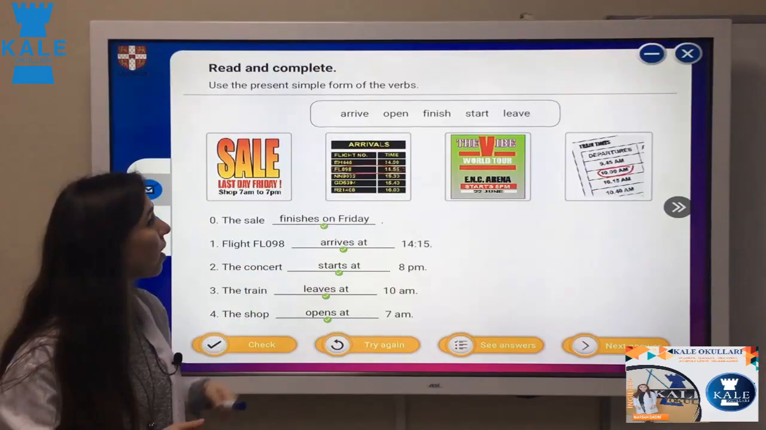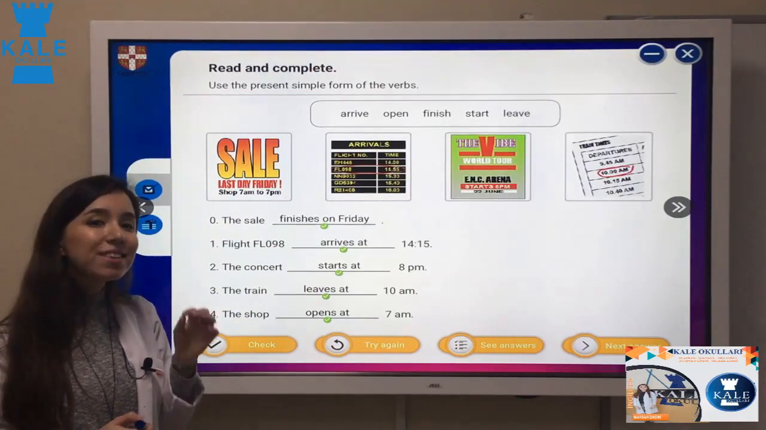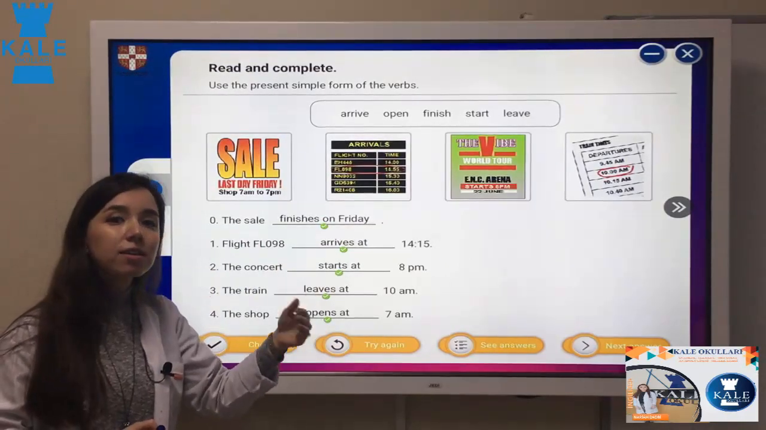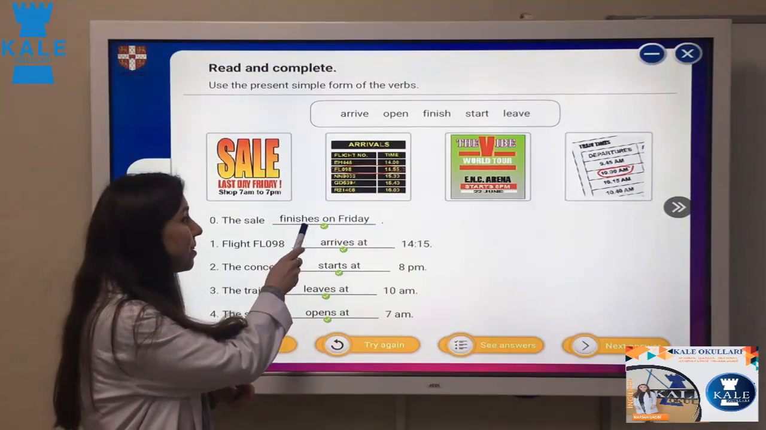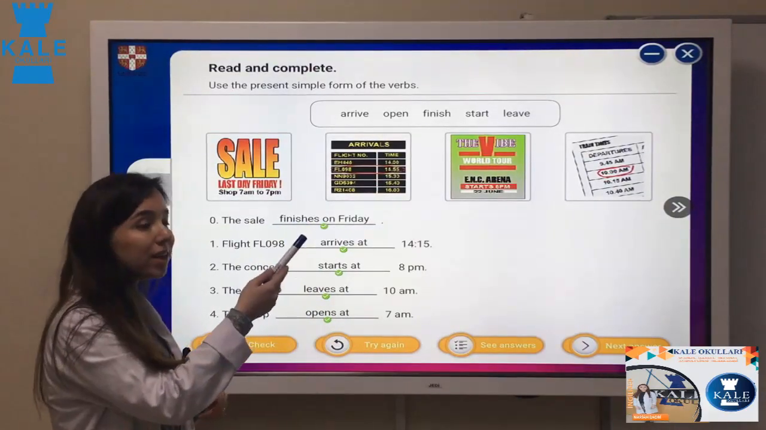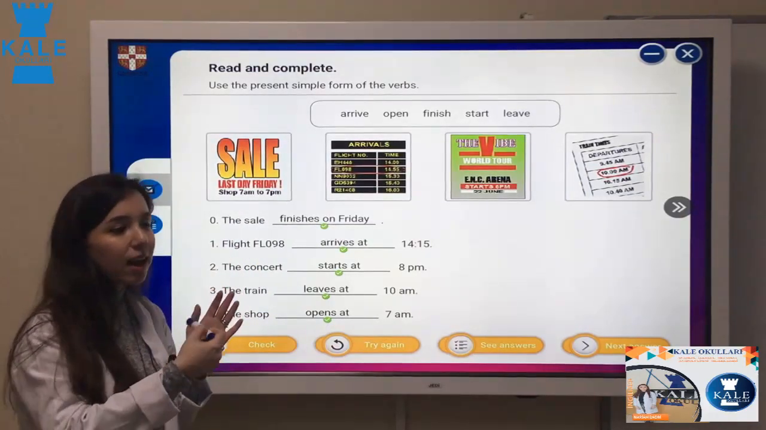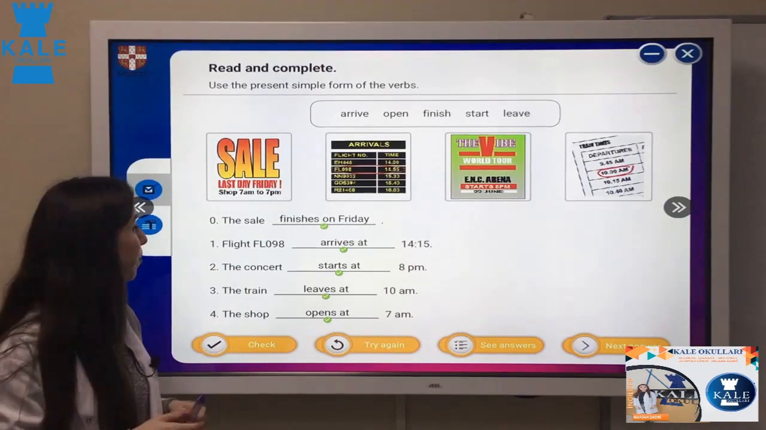The sale finishes on Friday, because here we have, why do we use present simple here? Because it's something fixed, an action, yes? Finishes on Friday, starts on Saturday, on Sunday. Fixed action, we use present simple. And here, why does the -es come? Because sale is third person singular. Yes, it, like it. It finishes or the sale finishes, both of them are the same.